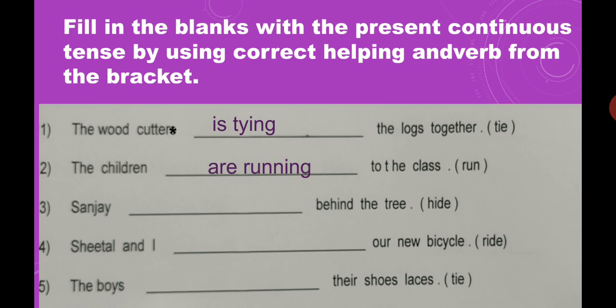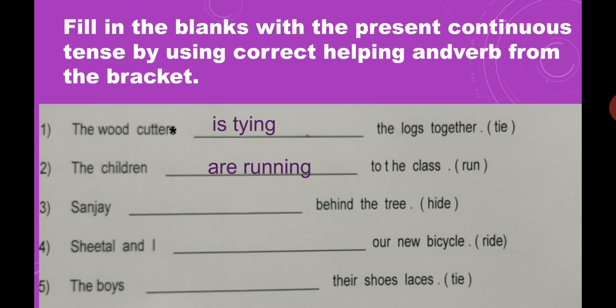This is the way we can make the present continuous form of the verb with the help of the noun. Sanjay dash behind the tree. Sanjay is in a singular form. Yes. Then which helping verb is there?